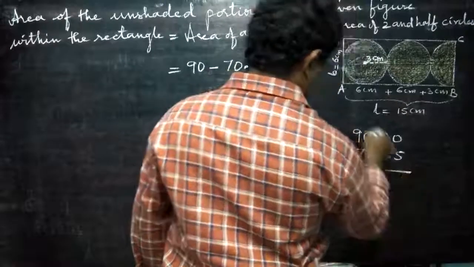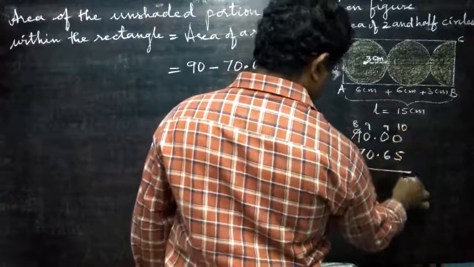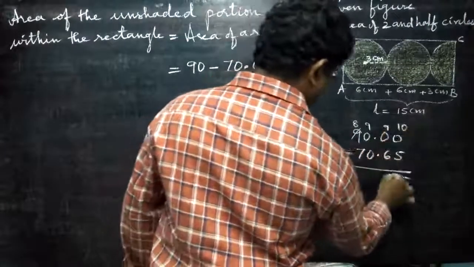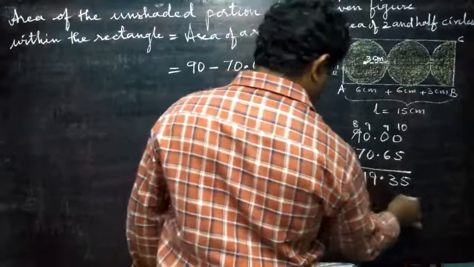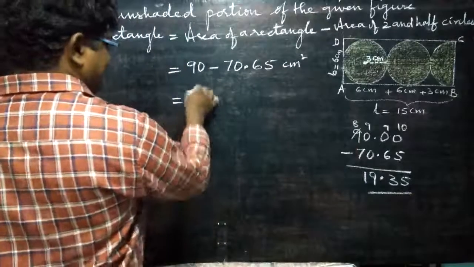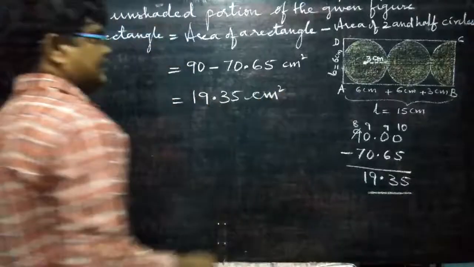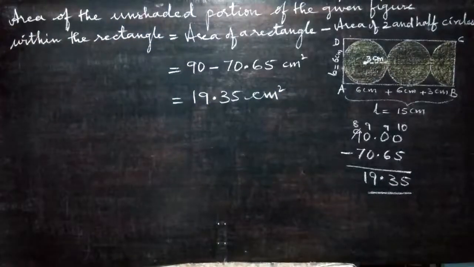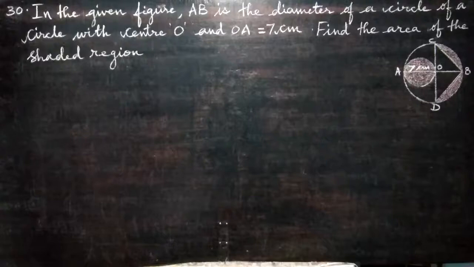We are going to borrow. Here 8 will be there. 9, 9, 10. 10 minus 5 is 5. 9 minus 6 is 3. Here 9. 8 minus 7 is 1. So how much we got unshaded means 19.35 centimeters square. Write the conclusion. Therefore, the area of the unshaded portion of the given figure within the rectangle is equal to 19.35 centimeters square.